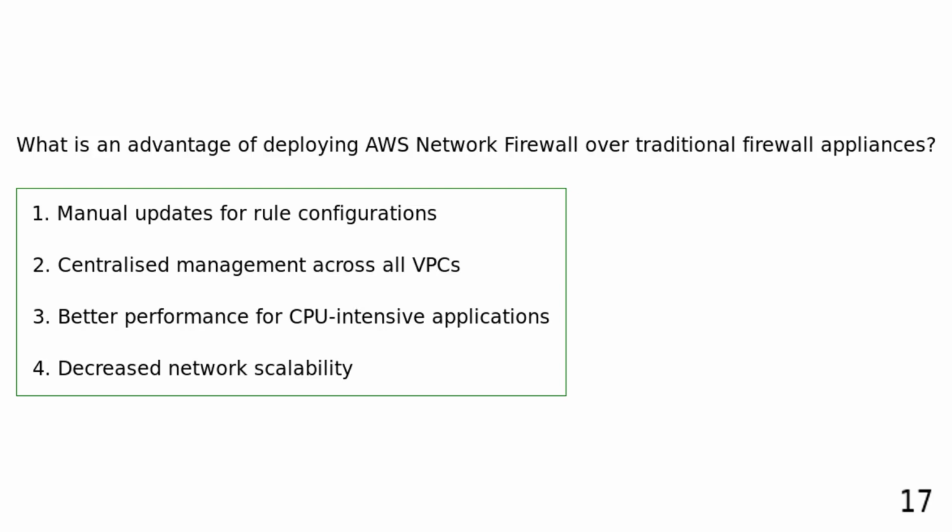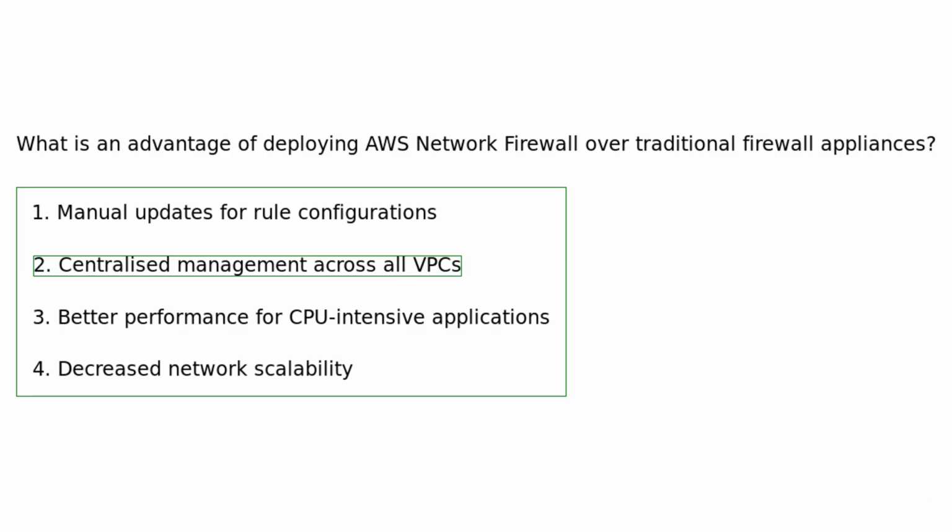What is an advantage of deploying AWS Network Firewall over traditional firewall appliances? Manual updates for rule configurations. Centralized management across all VPCs. Better performance for CPU-intensive applications. Decreased network scalability. Deploying AWS Network Firewall provides the advantage of centralized management and rule configuration across all Amazon virtual private clouds.